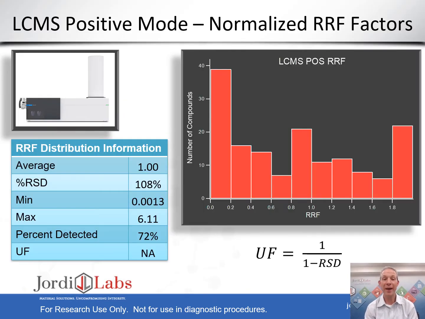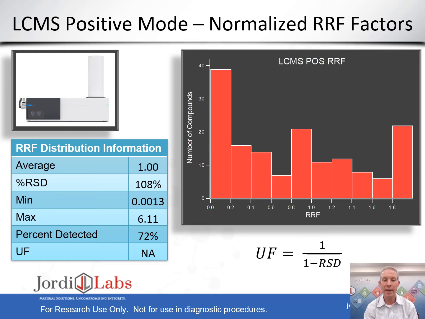Here is the response factor distribution that we found for the LCMS positive mode detector. I want to take a moment and describe this graph in some detail because we're going to be looking at several of them. On the y-axis, we have the number of compounds that gave a particular range of responses. And on the x-axis, we have the RRF value.